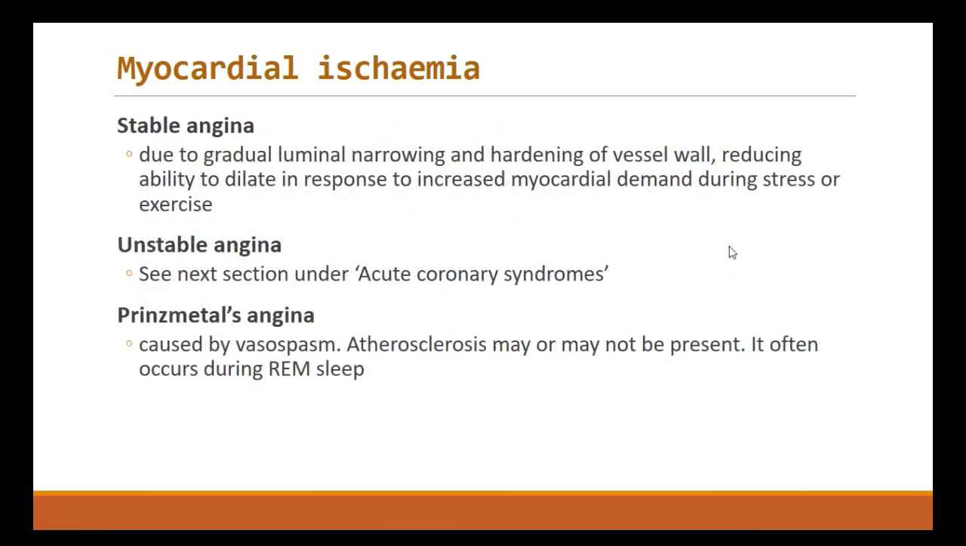Angina can be divided into 3 major types. Stable angina is the commonest one, as I was explaining to you in the previous slide. Due to gradual luminal narrowing and hardening of the vessel wall, reducing the ability to dilate in response to increased myocardial demand during stress or exercise. This is stable angina. And usually, the patient will tell you exactly how much exercise they have to do before the pain comes.